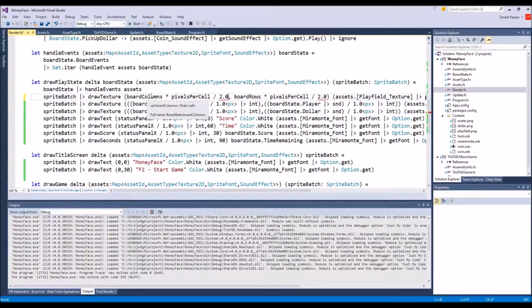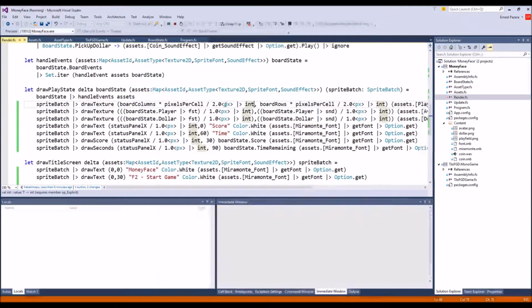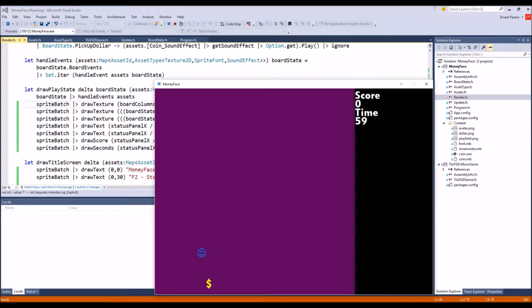We have pixels per cell, 2.0, so we're going to divide by 2.0 px. We're still at a float, and send it to an int. And that should shut it up. Basically, don't care, want it rendering in the right spot. So okay, now that's in the right spot. It's a little close, but at the moment can't do anything about it.